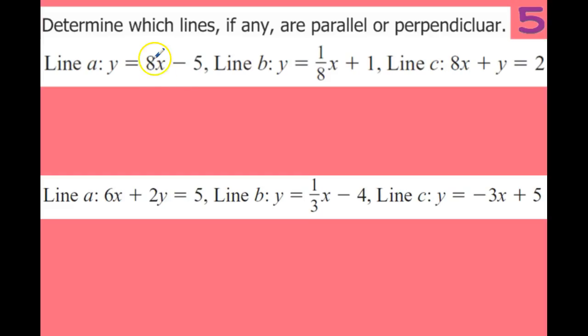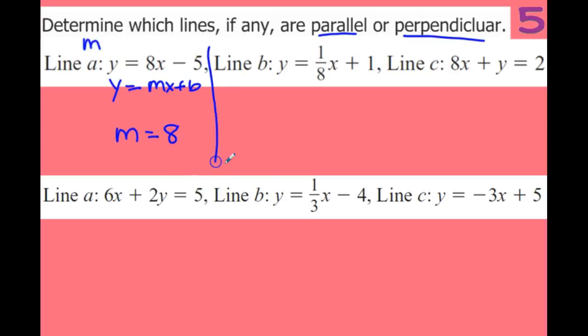Alright, a couple more. It says determine which lines, if any, are parallel or perpendicular. In order to determine if lines are parallel or perpendicular, we need to look at their slopes, their m. So this one is already in the form y equals mx plus b. So our slope in this line is 8. This one is also already solved for y. It's in the form y equals mx plus b. So our slope is 1/8.